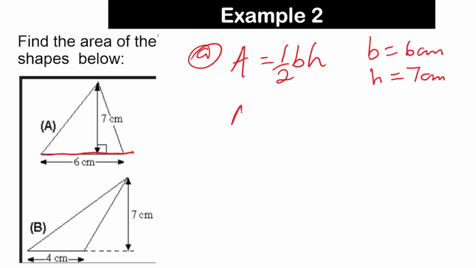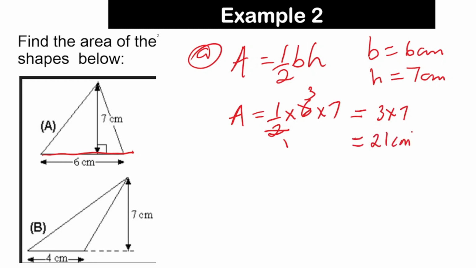In this case, the area will be half multiplied by 6 multiplied by 7. So 2 can go here 1, 2 can go here 3. This will give us 3 times 7, and that gives us 21 centimeters squared. I believe this is clear. All right, so we move to question B. Now, if you look at this here, you see the dotted line.